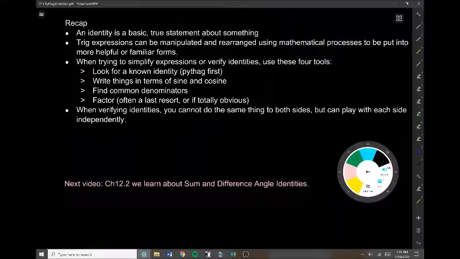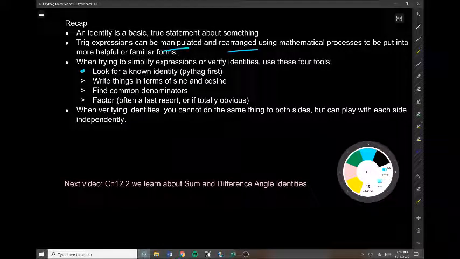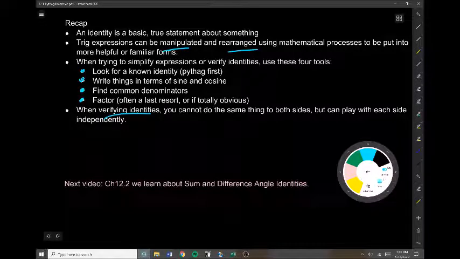Okay, a lot of stuff covered today. An identity is a basic, true statement about something. Trig expressions can be manipulated and rearranged using mathematical processes to be put into more helpful or familiar forms. And when you're trying to simplify or verify identities, look for Pythagorean identities, write things in terms of sine and cosine, find common denominators, and factor, typically as a last resort, or if it's totally obvious because you have a difference of squares somewhere. When you're verifying identities, you have to work with sides independently.